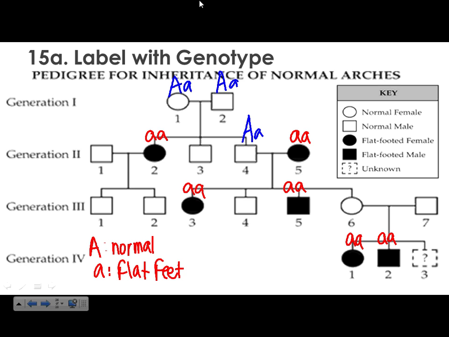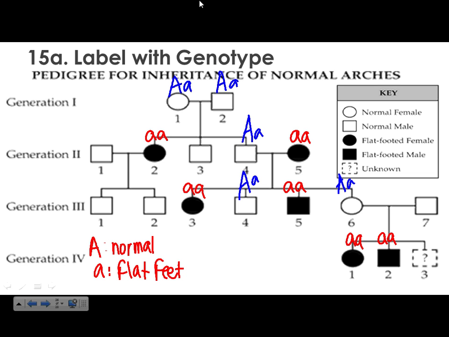All right, so then if we were to cross big A with little a, we would end up with either big A or little a. So offspring 4 in generation 3 must also be big A little a. Offspring 6, generation 3, must also be big A little a.